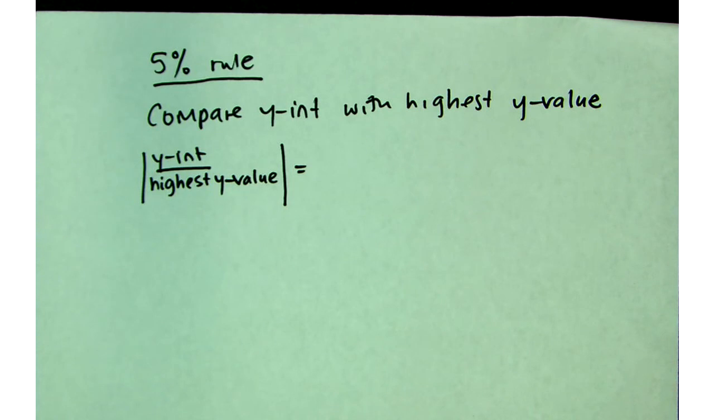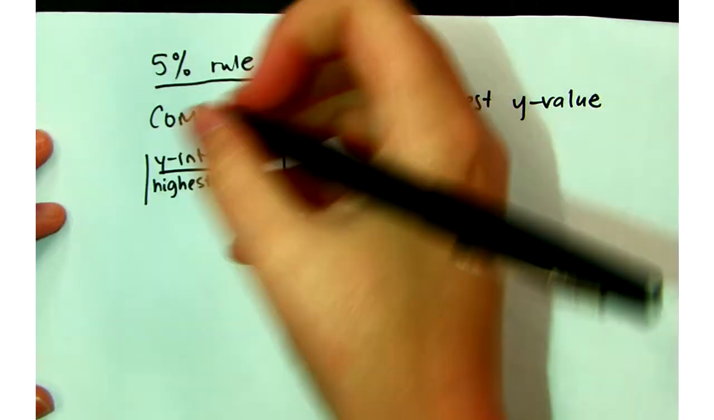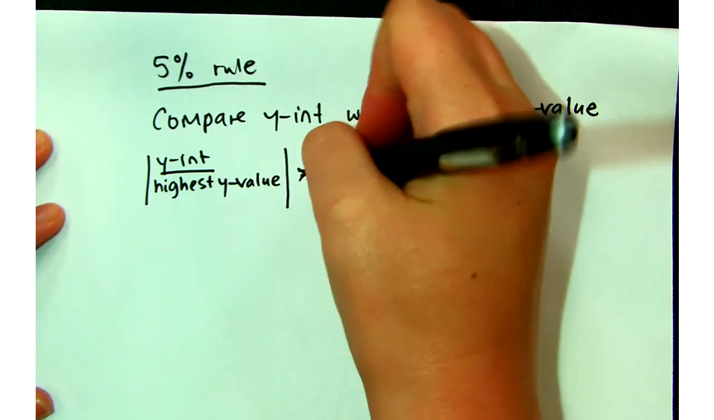So we need to have something that's between negative 5% and positive 5%. Oh, also, I'm going to multiply this by 100% to convert it from a decimal into a percentage. So here we go.